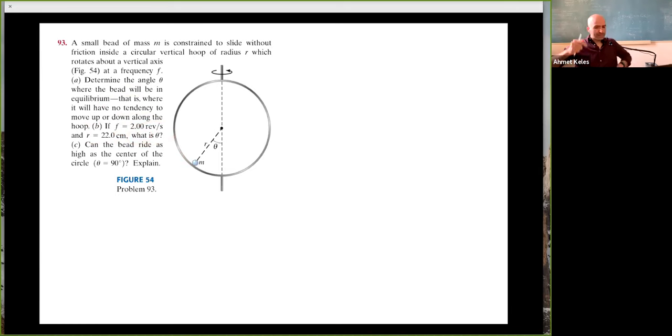Okay, let me give you just 1 minute. Maybe you can start speculating. Any suggestions? Start with a free body diagram. Good. This is mg, right?